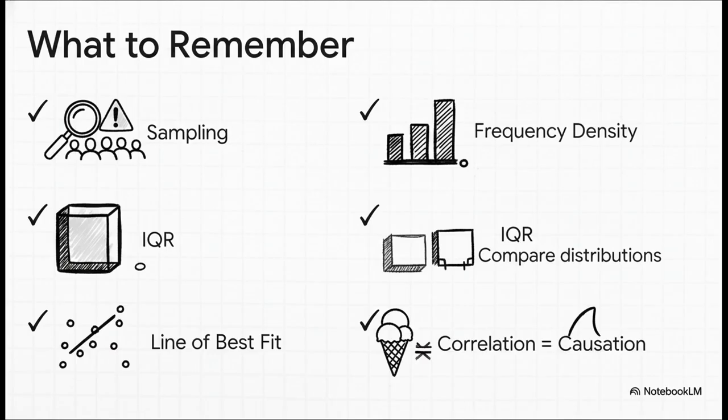3, use the IQR, not the range, to measure spread when there are outliers. 4, use box plots, specifically the median and IQR, to compare data sets. 5, use a line of best fit for predictions, but do not extrapolate too far. And 6, say it with me, correlation is not causation.